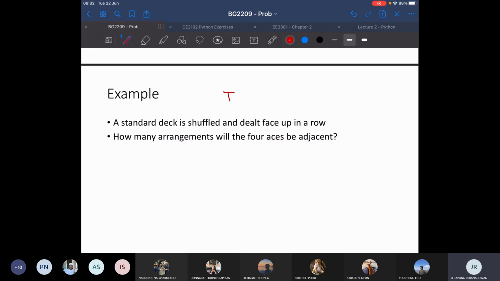All right, so you guys try this one. A standard deck of cards is shuffled and dealt face up in a row. How many arrangements such that the 4 aces will be adjacent? So I want 4 of them to be together. A standard deck will have 52 cards. Try it out.